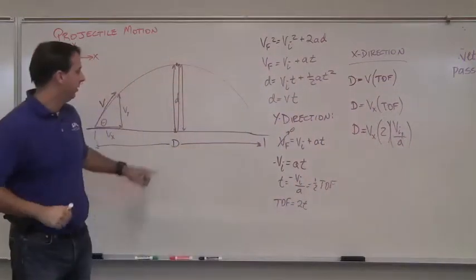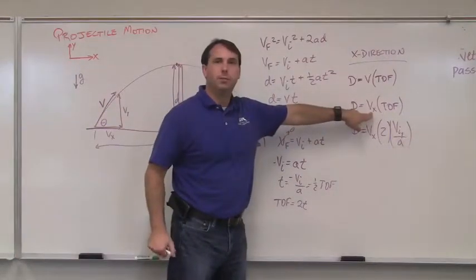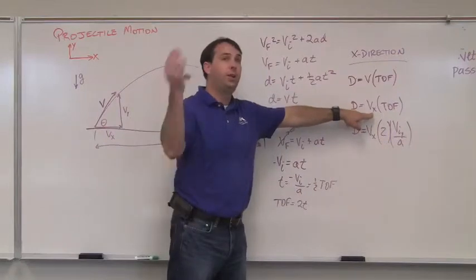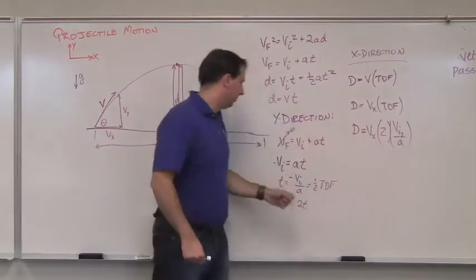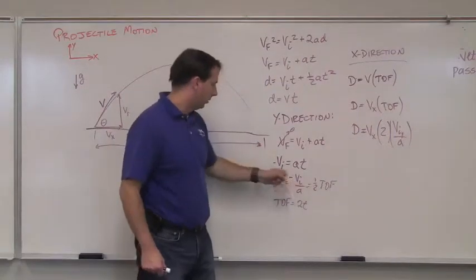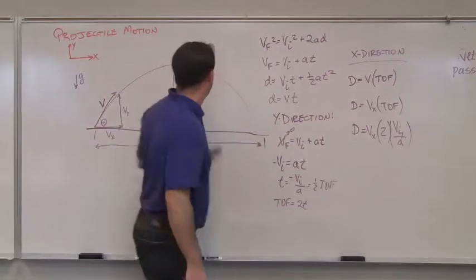So that's what that is. Big D is basically the time of flight that you have, the things in the air, the things flying, times the velocity in the x direction. And the time of flight just happens to be 2 times this value right there. So there you have it. That's how you calculate time of flight.